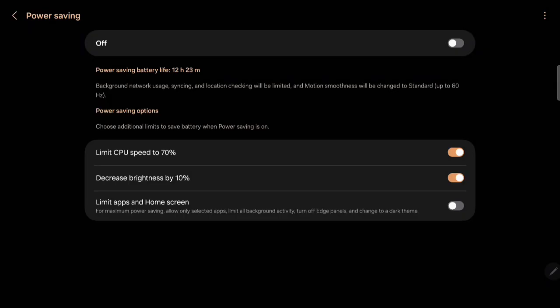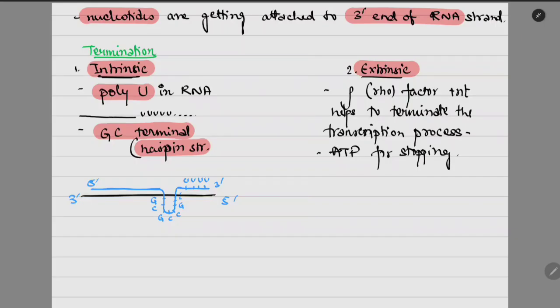Okay, sorry, there was a mistake. Okay. Now in extrinsic factor there is rho factor which helps to terminate the transcription process with the help of ATP.